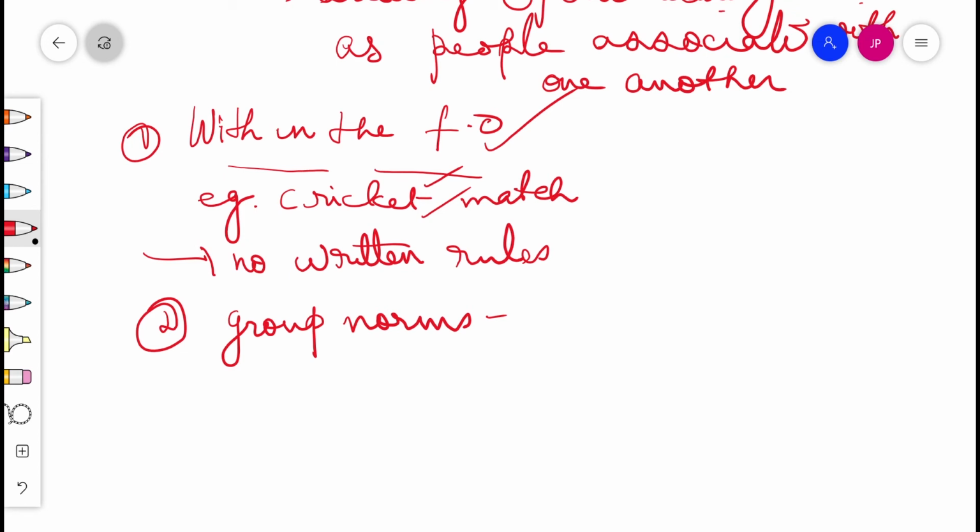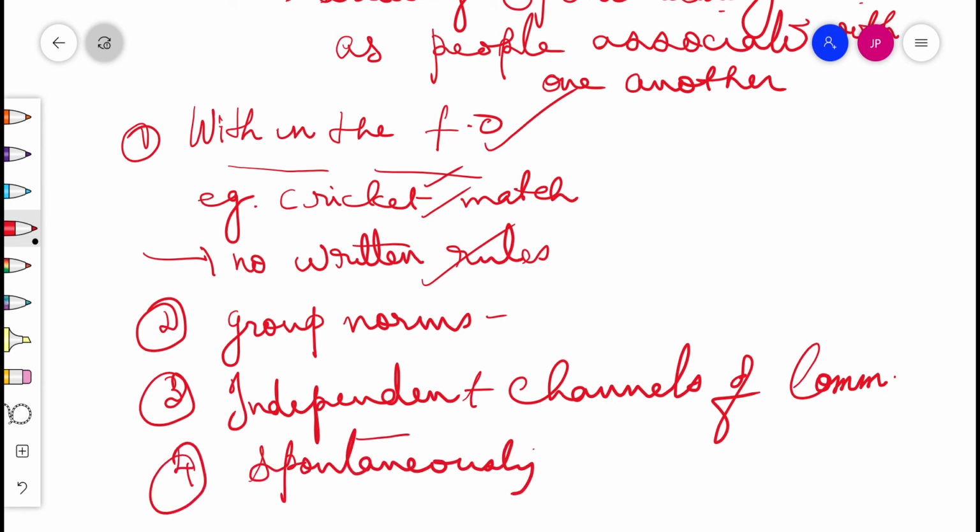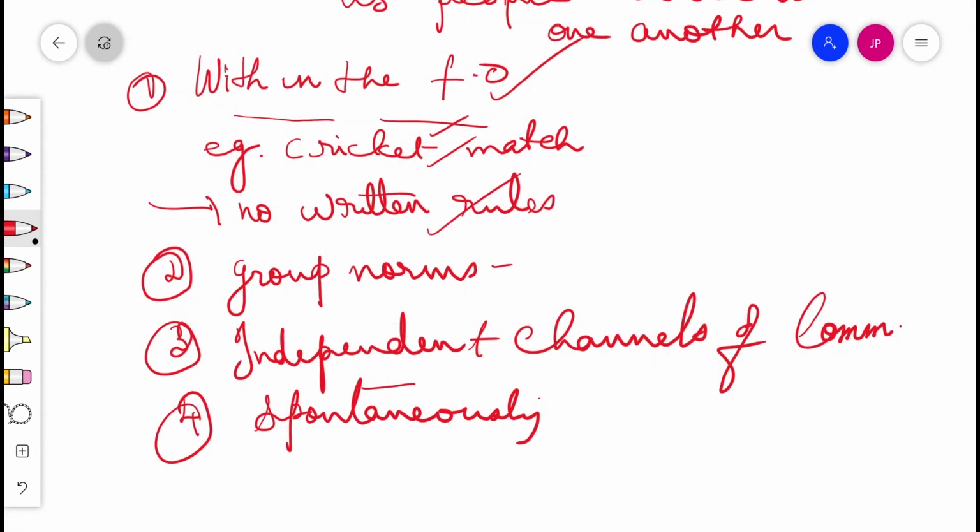We already understood no written rules are there. Independent channels of communication without specific direction or flow of information are developed by group members. It emerges spontaneously and is not deliberately created by the management. And it has no definite structure or form because it's a complex network of social relationships.